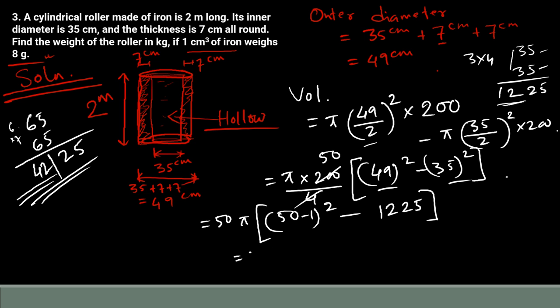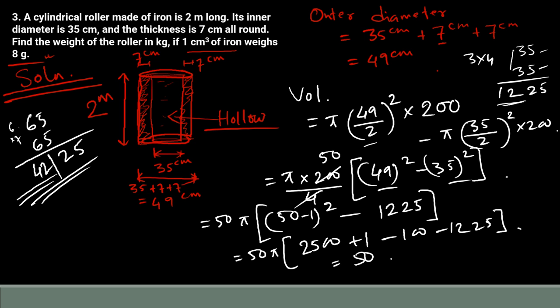So here you get 50 pi. 50 square is this, plus 1, minus 100, minus 1225, right? So you can just keep it like this, 50 pi times what this thing is. This will come out as 1176. Okay, so 1176. So write centimeter cube all through. I'm just writing here centimeter cube. So you will get the volume as this centimeter cube.